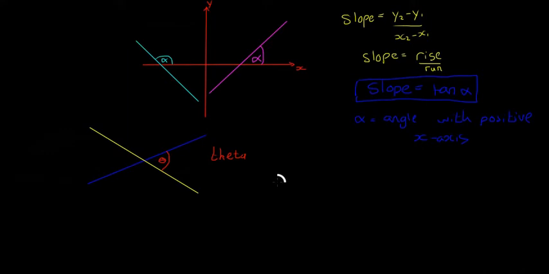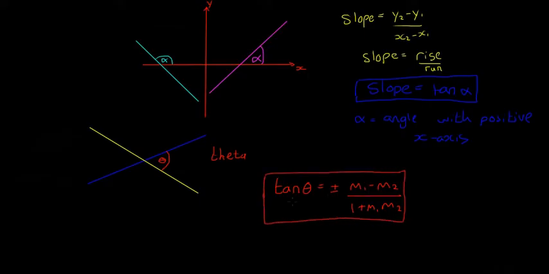So the formula is tan of theta is equal to plus or minus m1 minus m2, divided by 1 plus m1 m2. So put a box around that. That's going to be an important formula. So that is in the tables book. And the reason it's plus or minus is because there are two possible angles theta.